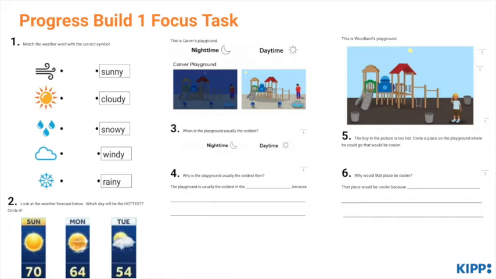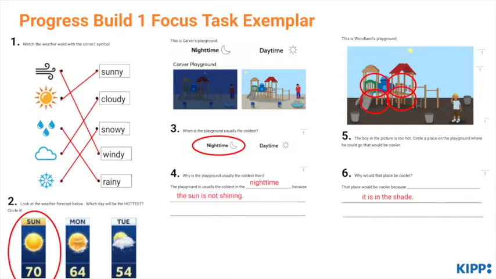Go ahead and take a few minutes to complete this task and then check back here for answers. Go ahead and pause now. Great, here are the completed answers. Go ahead and check your work.